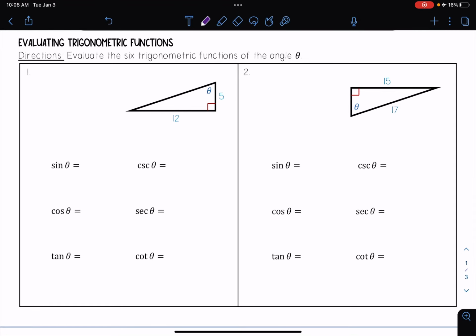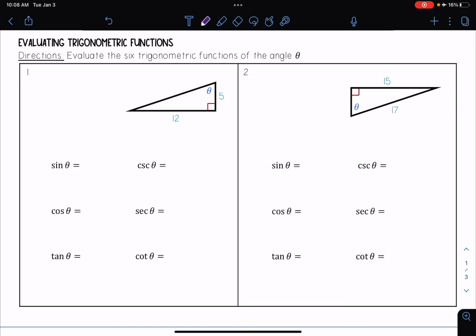In this video, we're going to be looking at evaluating trigonometric functions. So we're going to evaluate the 6 trigonometric functions of the angle theta. Looking at this first one, I have my angle theta up here, and I have the sides 5 and 12. However, I don't know what my third side is. So I'm going to first have to figure out what that third side is.